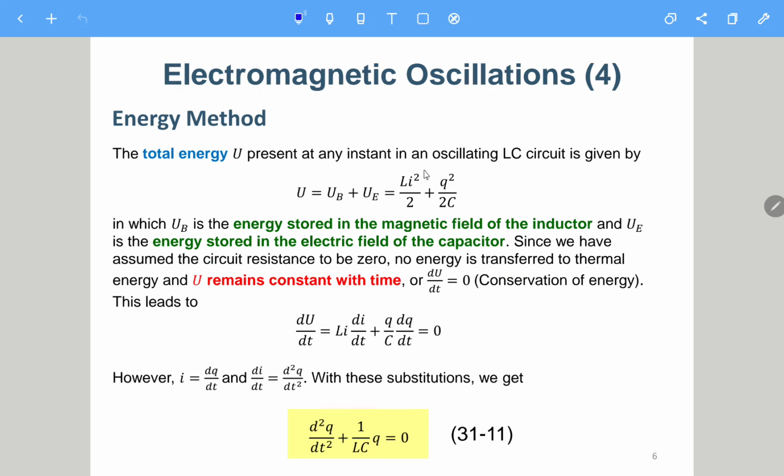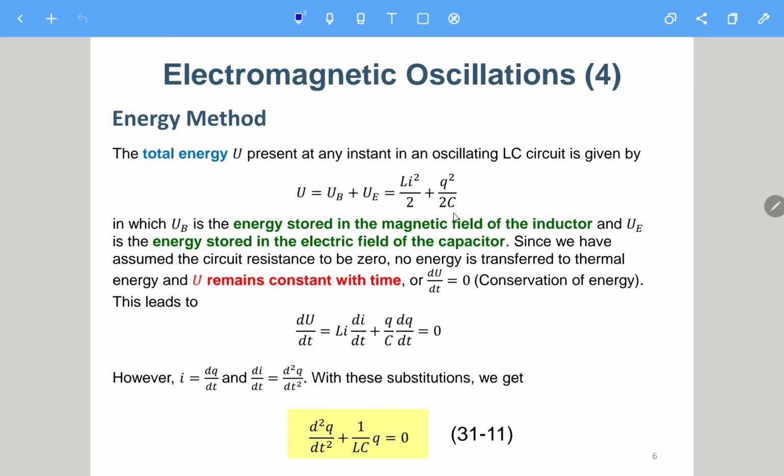So we try to take the derivative of these two terms with respect to time. Here we have L. L is a constant, and I is a function of time, so we need to take the derivative. I squared, when we take the derivative, is 2I, and the 2 cancels with this half. So we have L times I. And then we need to consider the chain rule because it is a function of time.